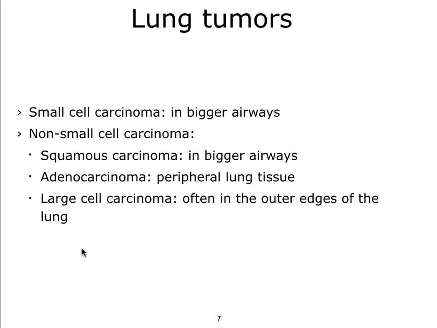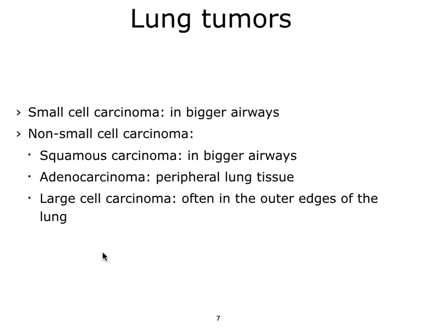So where do these tumors mostly develop? Well, the small cell carcinomas mostly develop in the bigger airways, while the non-small cell carcinomas have different places. Squamous carcinomas mostly in the bigger airways, of course, because that's where the ciliated epithelium is replaced by squamous epithelium. Adenocarcinomas are mostly in peripheral lung tissue, and the large cell carcinomas often in the outer edges of the lung.